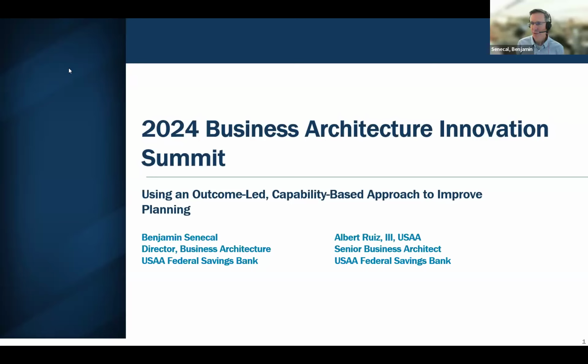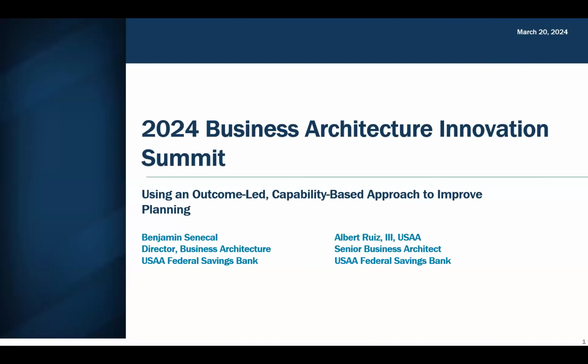And as Ruth said, we are from USAA. USAA is a financial services company that provides insurance and banking to our members. Since we are located in the bank line of business, this presentation will be talking about the portfolio of investments and capabilities within the bank. As we mentioned, this is an outcome-led, business capability-based approach to improving planning.